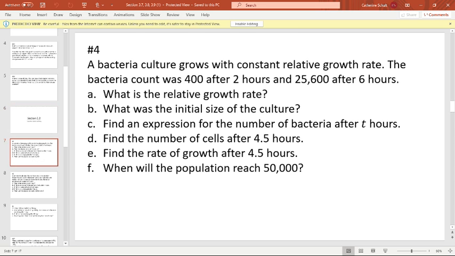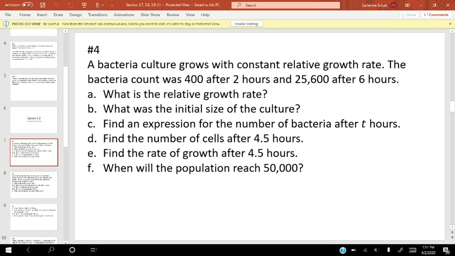Okay, so we have that a bacteria culture grows with a constant relative growth rate. That's a key word for exponential function, okay, exponential growth. The bacteria count was 400 after 2 hours and 25,600 after 6 hours. So they want to know what is the relative growth rate. So that's K. So we have to find K. And then part B, what was the initial size of the culture? So we have to find C. Okay, and then once we know K and once we know C, we can find an expression for the number of bacteria after T hours. All right, so let's get started.